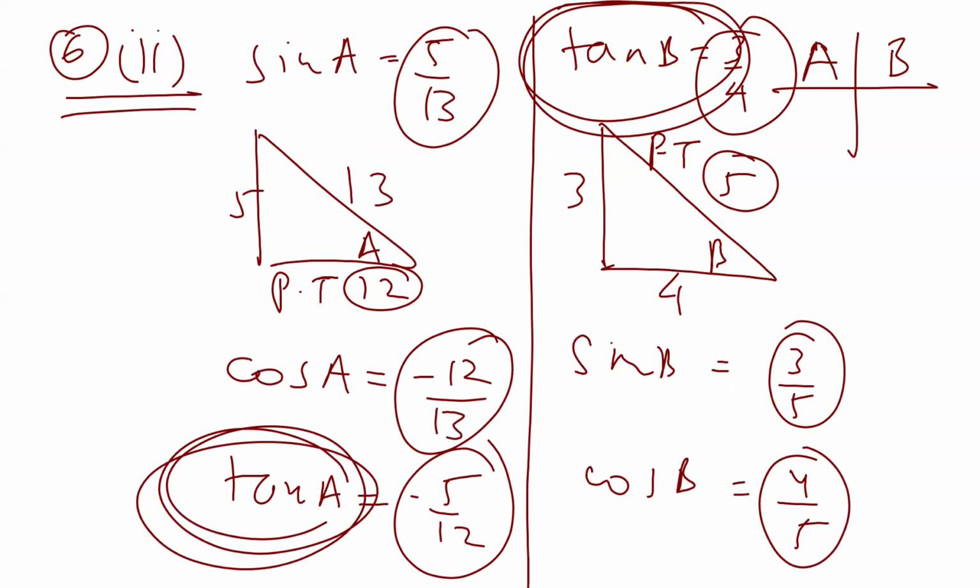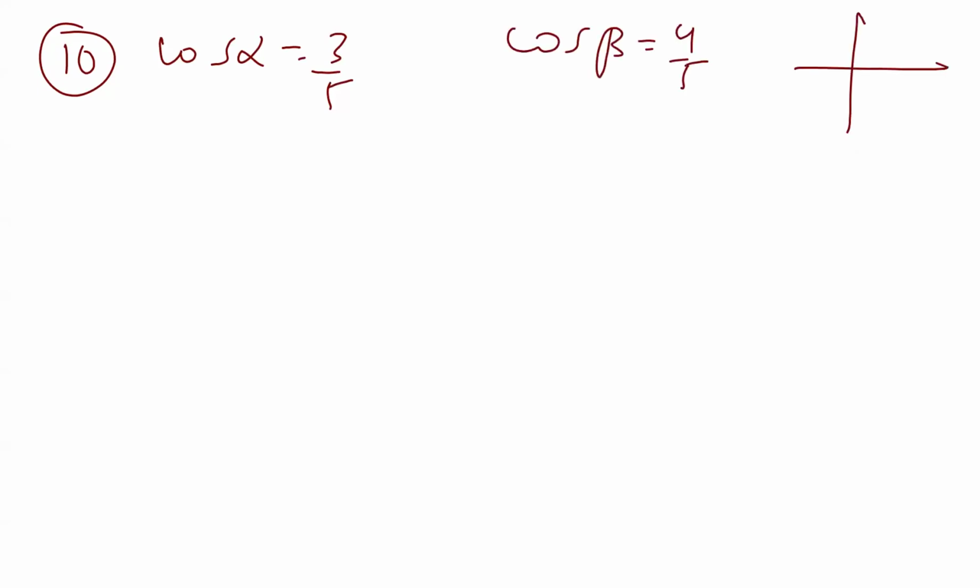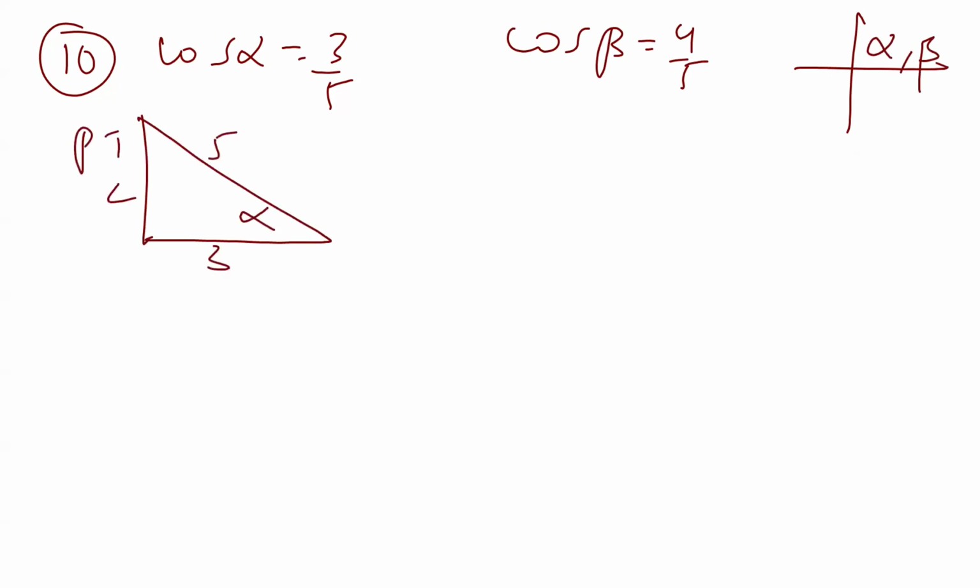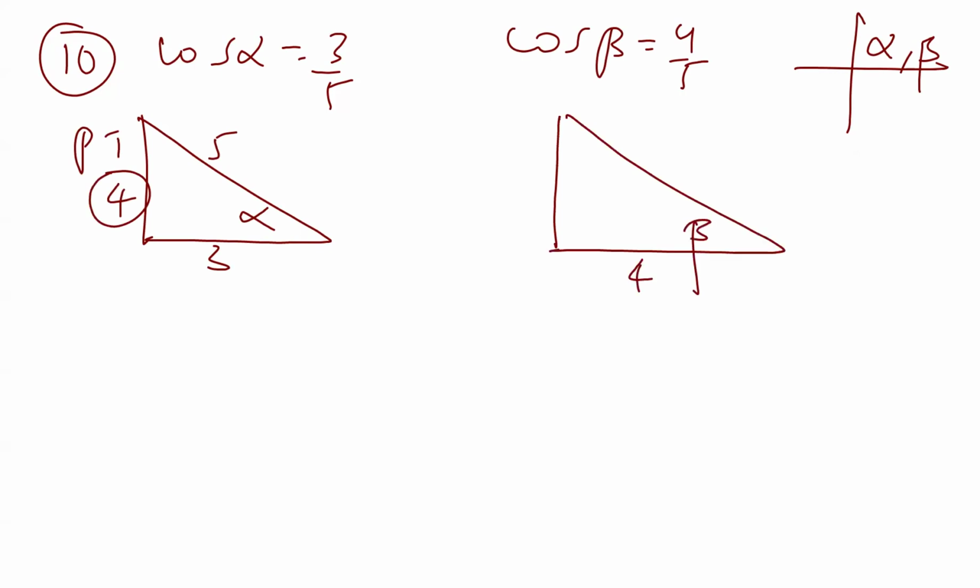Now let us go to question number 10. Okay. Cos alpha is equal to 3 by 5. And cos beta is equal to 4 by 5. Alpha and beta are acute angles, so they are both in the first quadrant. So this is alpha, this is 3, this is 5. By Pythagoras theorem, this will be 4. This is beta, this is 4, this is 5. By Pythagoras theorem, this will be 3. Opposite side will be 3.